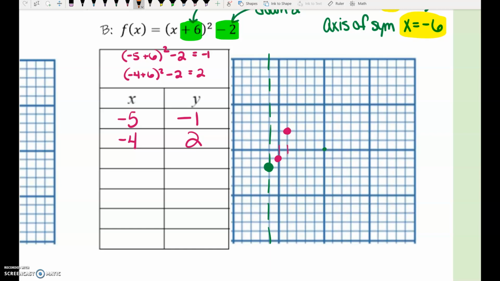How many of you are looking at this and thinking, all right, that still doesn't look like a parabola, but we have a symmetry line. So this first point, -5, -1, we can reflect that over the symmetry line and put a corresponding point on the left side. -4, 2 is 2 units away from the symmetry line. Go 2 units to the left, and there's the reflected point. So here is our pretty parabola.